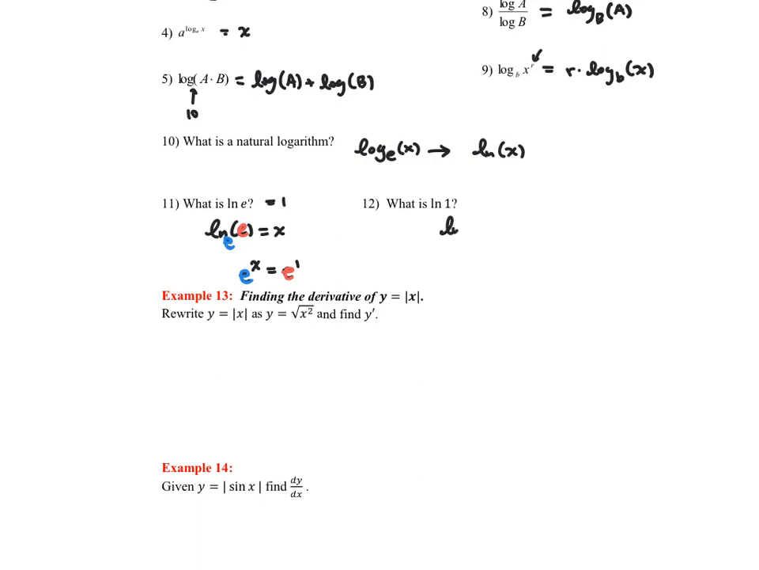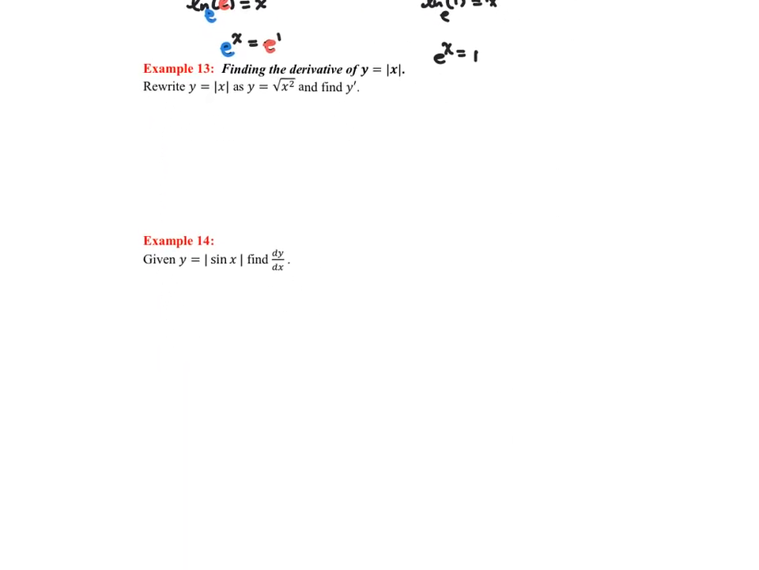What about the natural log of 1? Well, if I wanted to figure out what x is, then that means e to the x equals 1. Thus, x, or the natural log of 1, should equal 0. Okay, so let's look at, this will be our last couple of examples for today, at least for this video. Find the derivative of the absolute value of x.